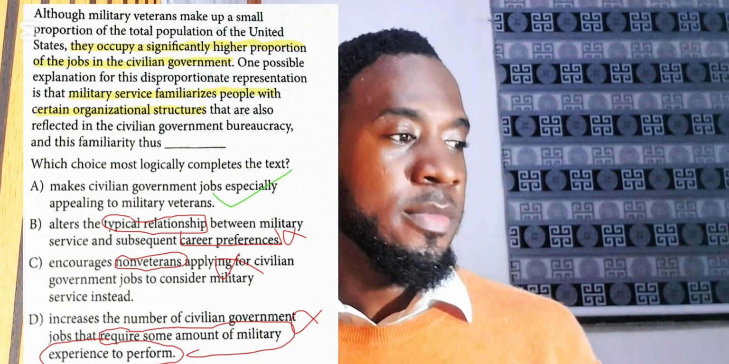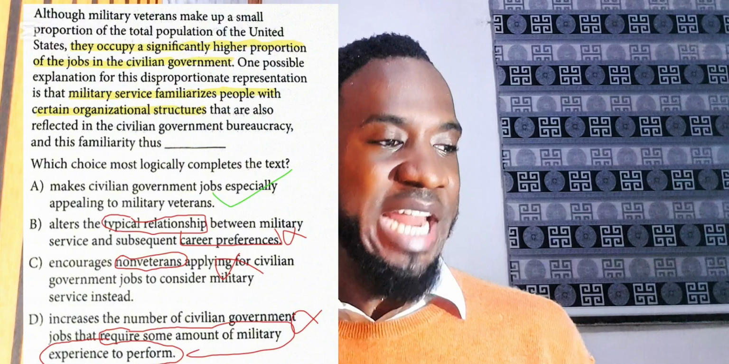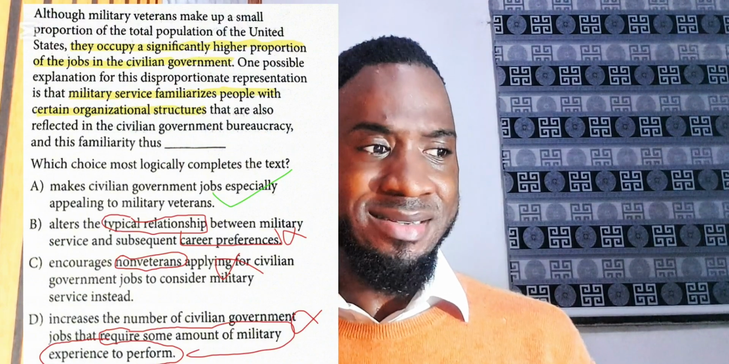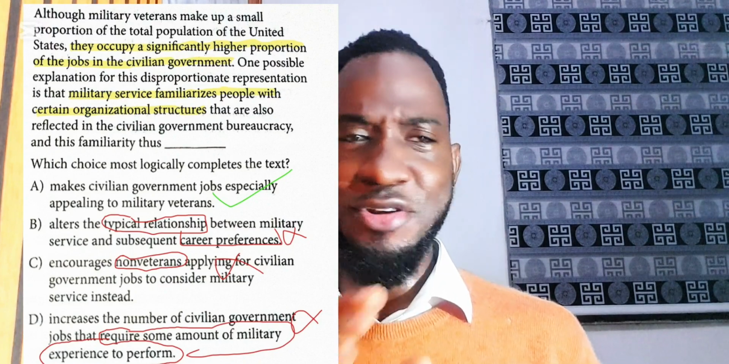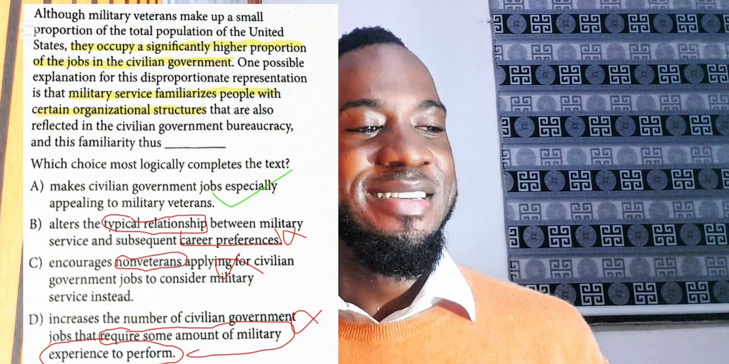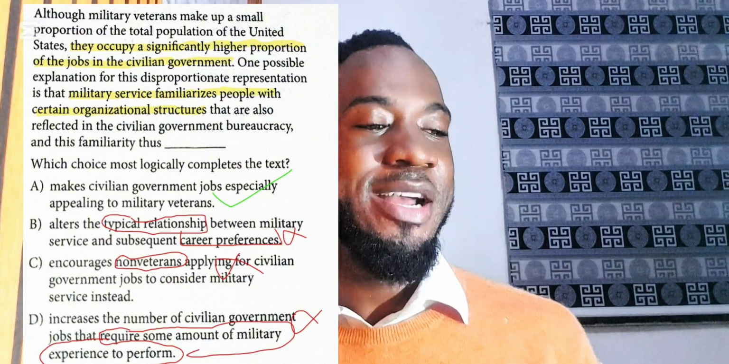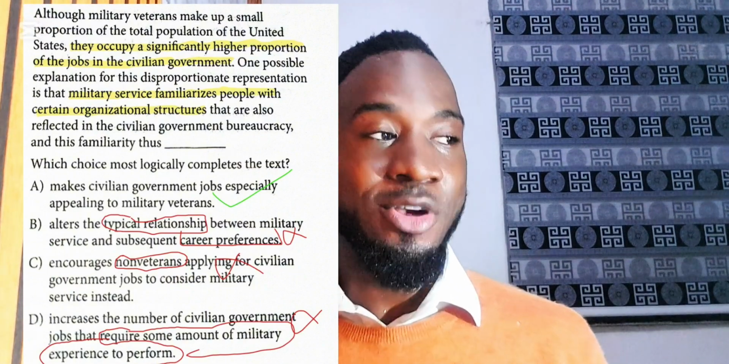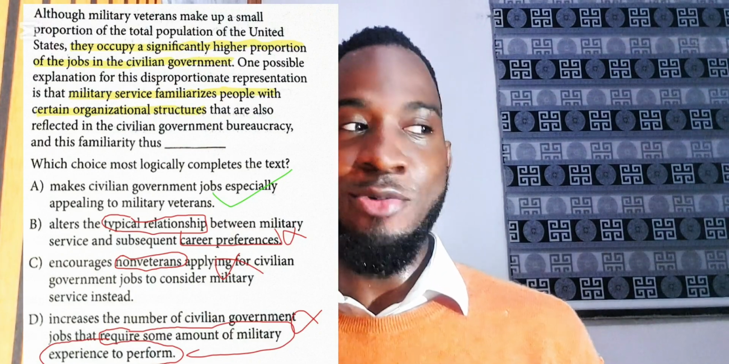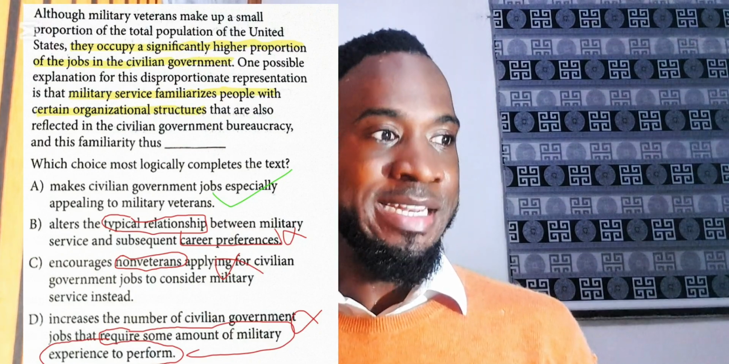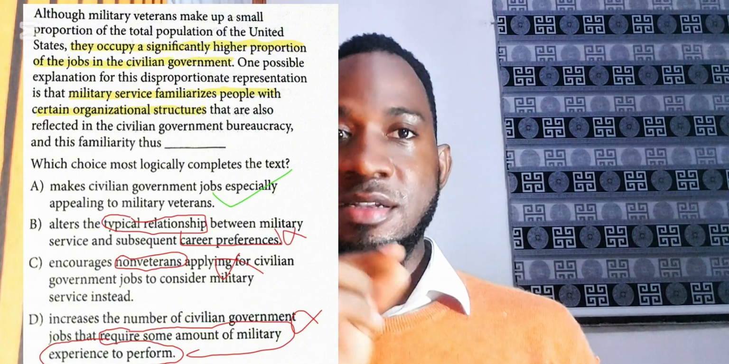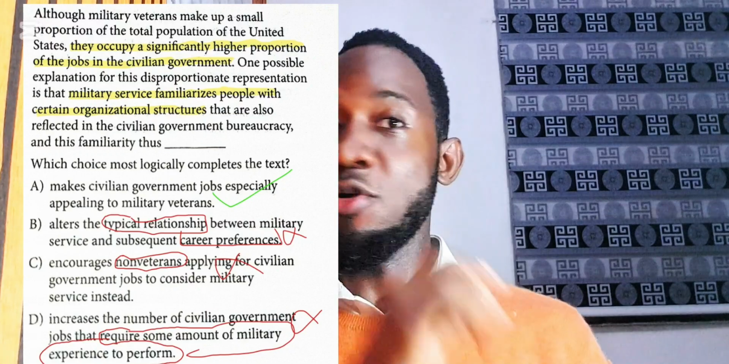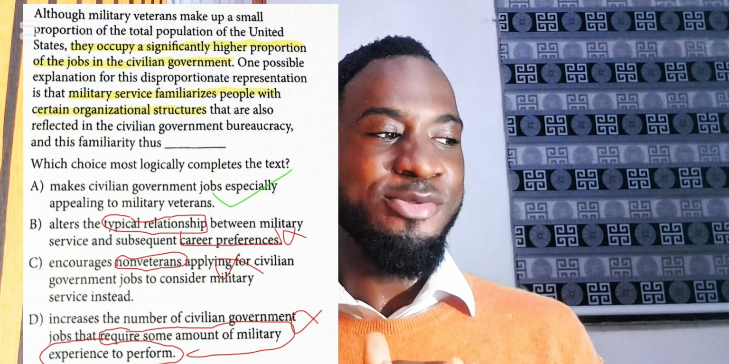Option C, encourages non-veterans applying for civilian government jobs to consider military service instead. Why? I don't see non-veterans in the text. That is off the scope of the text. Option D, increases the number of civilian government jobs that require some amount of military experience to perform. No, civilian government jobs, according to the text, do not require military experience. Instead, military service teaches people civilian government jobs. So this reverses the relationship entirely.